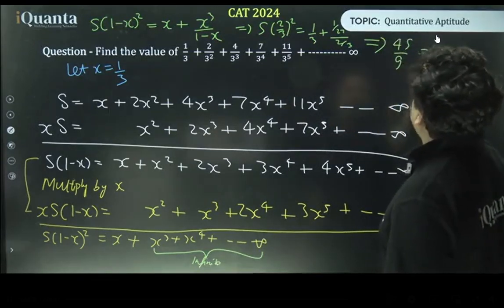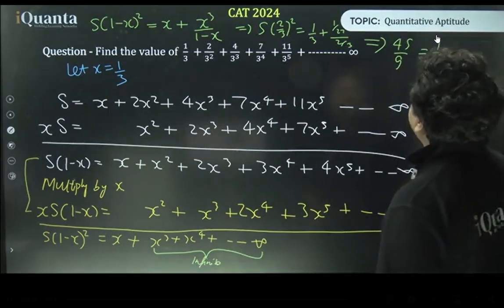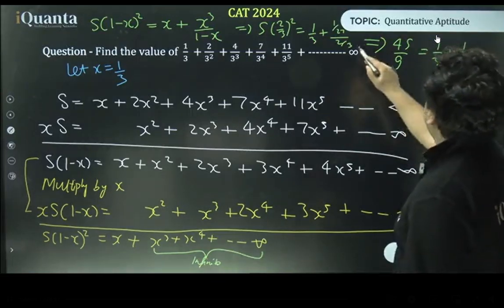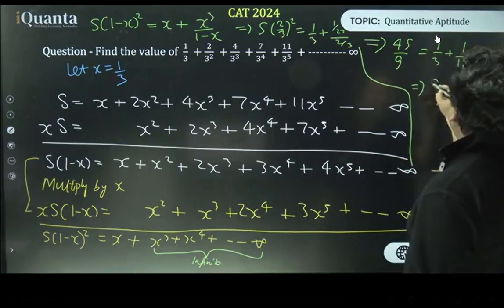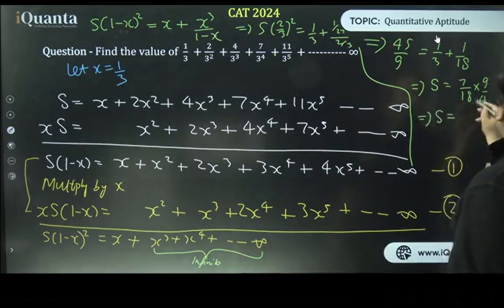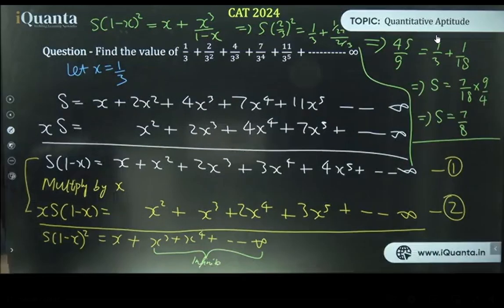4s by 9 is equal to 1 by 3 plus 1 by 18, right? Which means s is equal to, if I add these two, it's 7 by 18, so 7 by 18 times 9 by 4. So s will be equal to 7 by 8. That happens to be our answer. Yes. Note this down, we have to keep on multiplying by x until we get an infinite GP, or everything gets cancelled. That is the main catch over here.